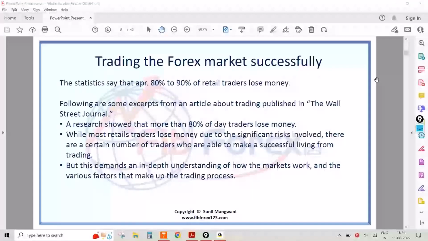Of course, there are substantial risks involved in trading, but the simple fact is, if there are a certain number of traders who are able to make a successful living from trading, that means there must be a way. But this demands an in-depth understanding of how the markets work and the various factors that make up the trading process. I've been trading for more than 20 years now, and it took me a considerable amount of time to become consistently successful.